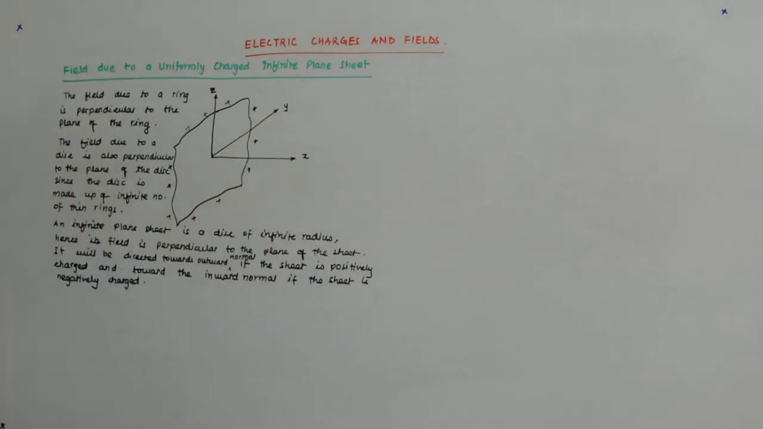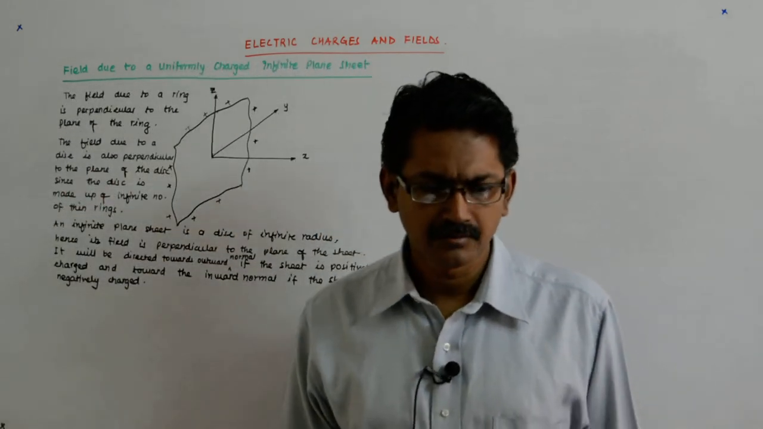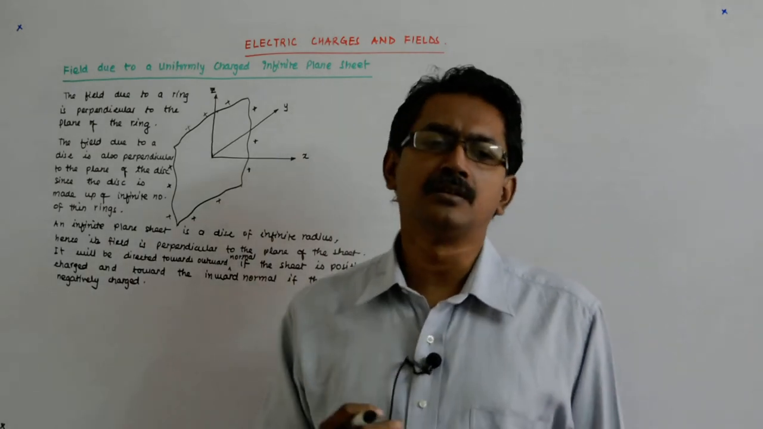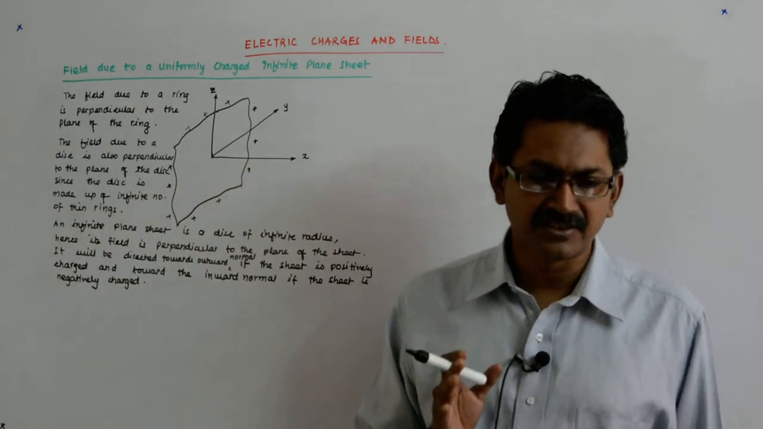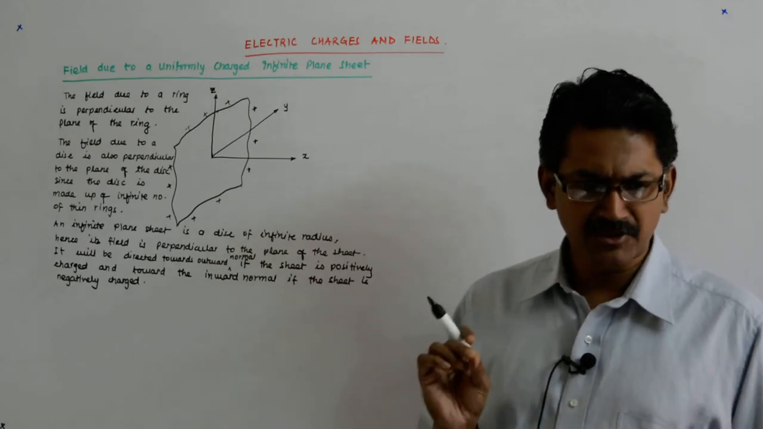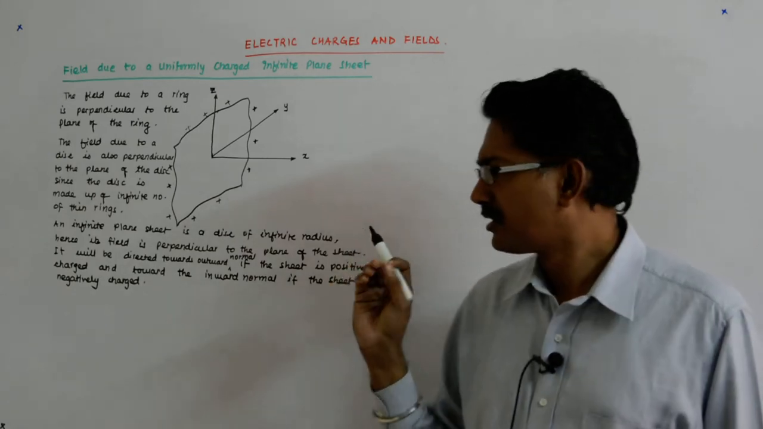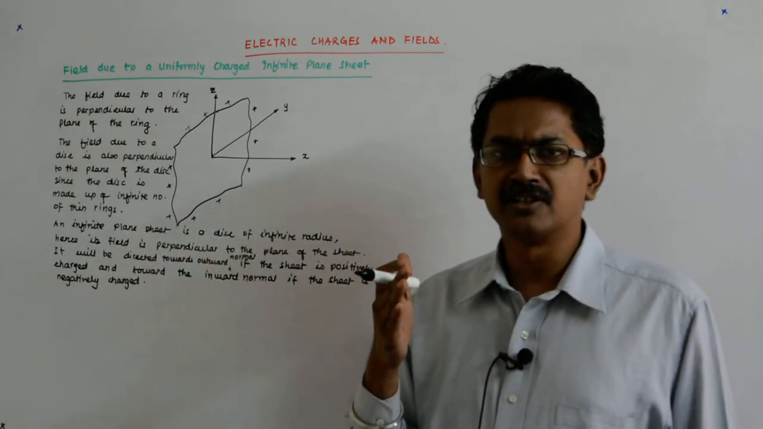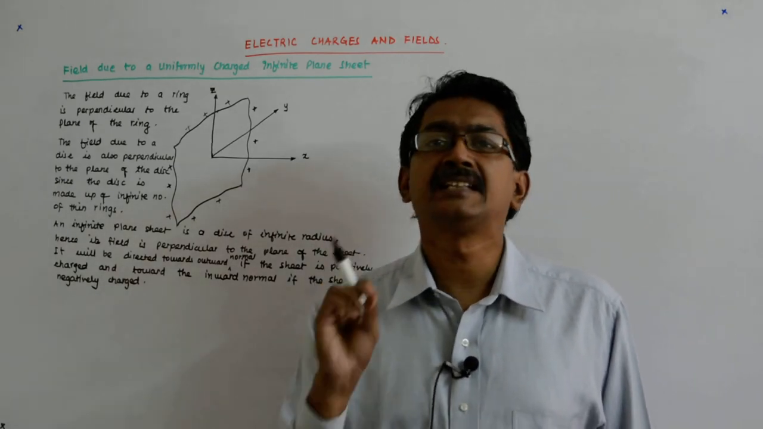Currently it is positively charged, right? So it will be an outward normal. And if the distance from the sheet is the same, the magnitude of the field will be the same. At the same distance, the magnitude has to be the same. Why? Because nothing changes if I move anywhere at a particular distance from the sheet. So it has a planar symmetry.